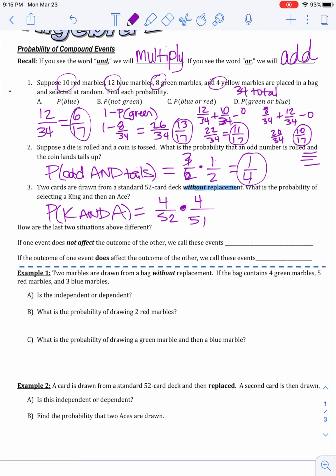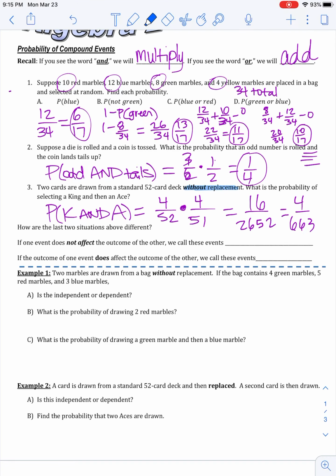So here is where we need to get out calculators because these numbers are getting pretty big. First of all, when you're multiplying fractions, you multiply the numerators together and the denominators together. So in the numerators, 4 times 4 is 16. In the denominator, 52 times 51 is 2,652. And if you use your calculator to reduce by dividing, pressing the math button, and then converting to a fraction, this reduces to 4 over 663.